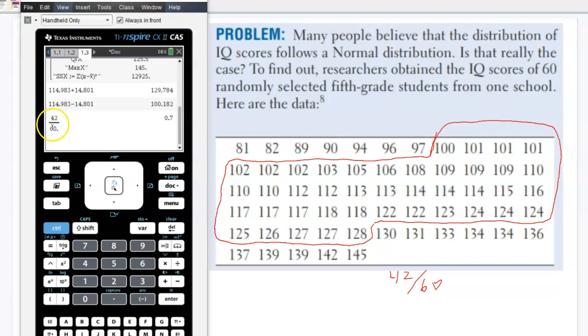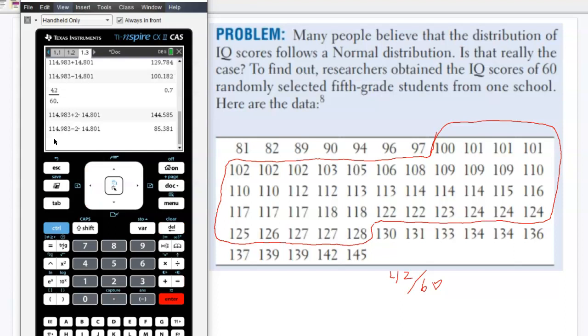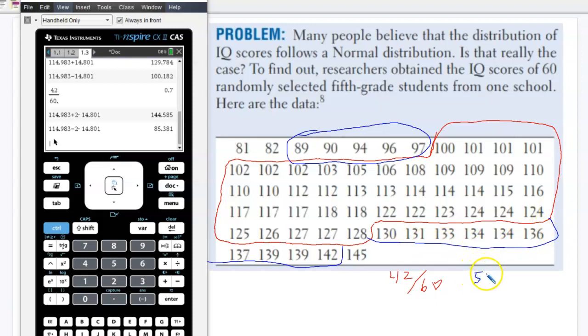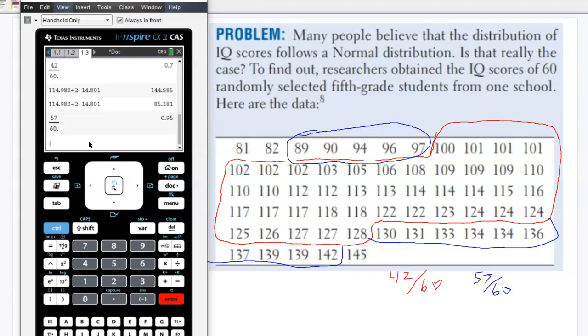Let's go 2 standard deviations out. So if we take those 2 things we did where we did 1 standard deviation, we're just going to multiply this by 2 and copy and paste that. So now we're between 85.3, so that's also including these, and up to 144 point something, so also including these. So all but 3 of them, so there would be 57 out of 60. So let's hope that's close to 95, so 57 divided by 60 is, wow, this is really nice.